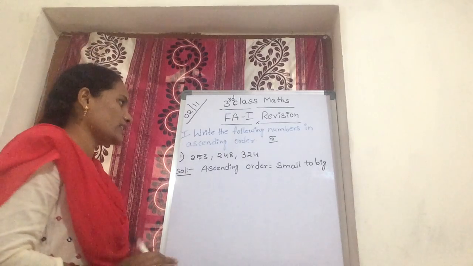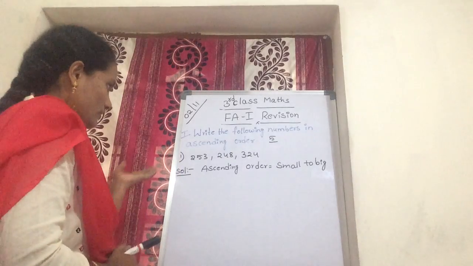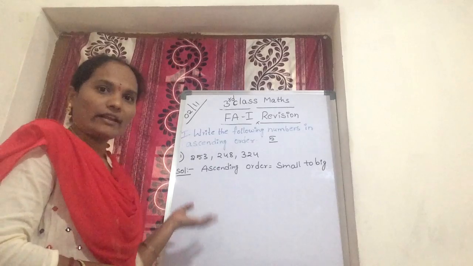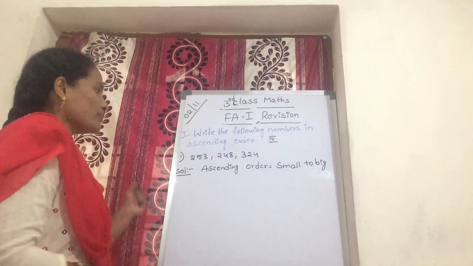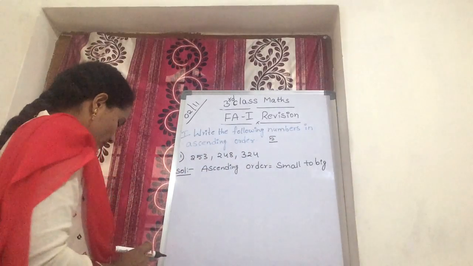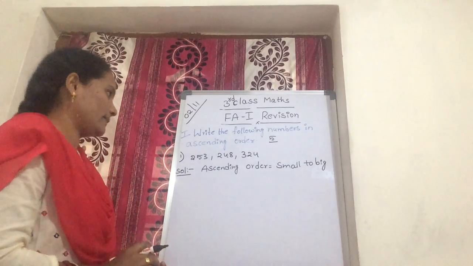What is the meaning of ascending order? The given numbers, we are arranging from small to big. We are arranging small number to a big number. Okay. Now tell me, children, which one is the small number? You don't know. Now let's find out which one is the small number.